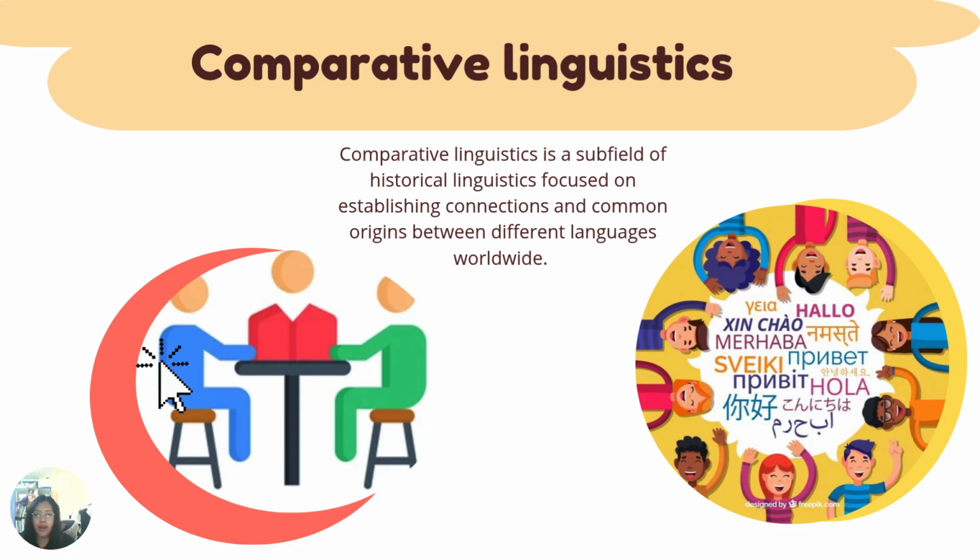Comparative linguistics. Comparative linguistics is a field of historical linguistics focused on establishing connections and common origin between different languages worldwide. As noted by Bellward, comparative linguistics uses the comparative method to analyze systematic similarities and differences in sounds, grammar, and vocabulary among related languages. So, it examines linguistic evidence from historical documents and written records to understand language relationships. It employs the family tree model to show linguistic relationships through descent.